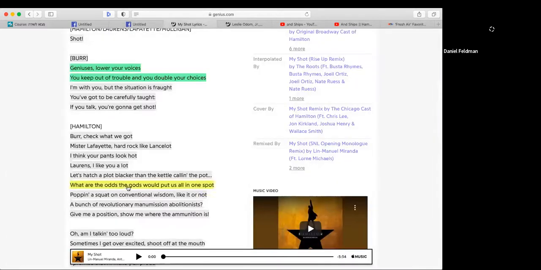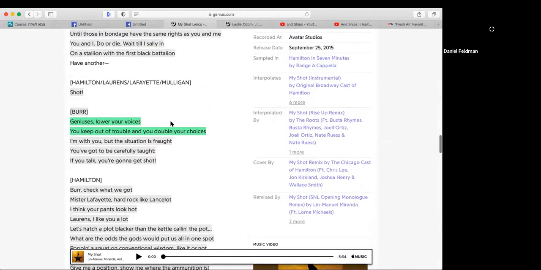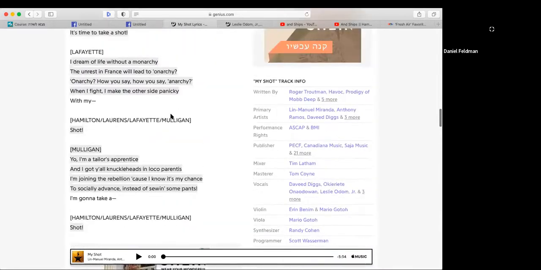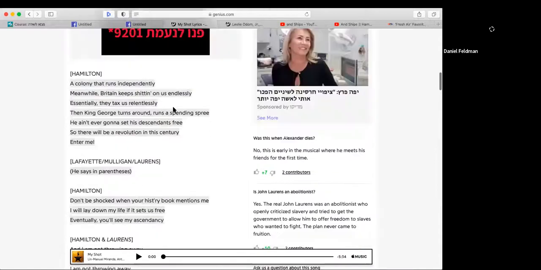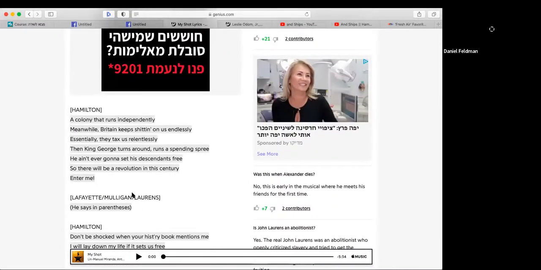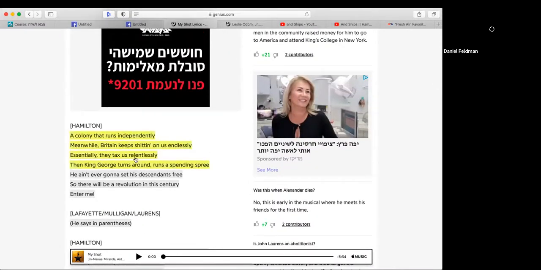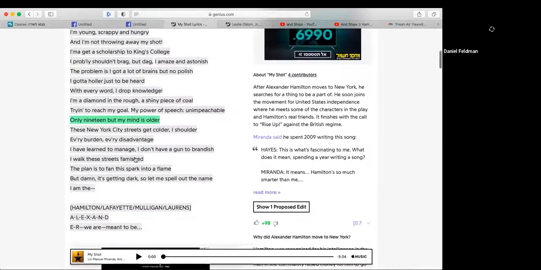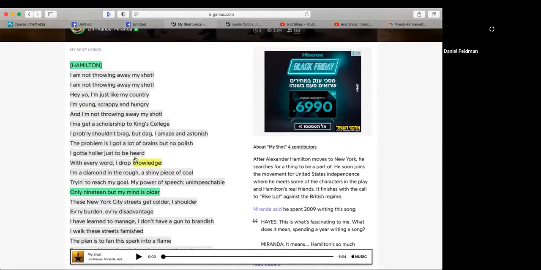Let's look at one more. This is one of the more famous, maybe the most famous song track from this work of Hamilton. It's called My Shot. Now, My Shot is kind of like the coming out song. It's the development song for the main character, the protagonist, whose name is, again, Alexander Hamilton. And he states his purpose. It's like a manifesto.